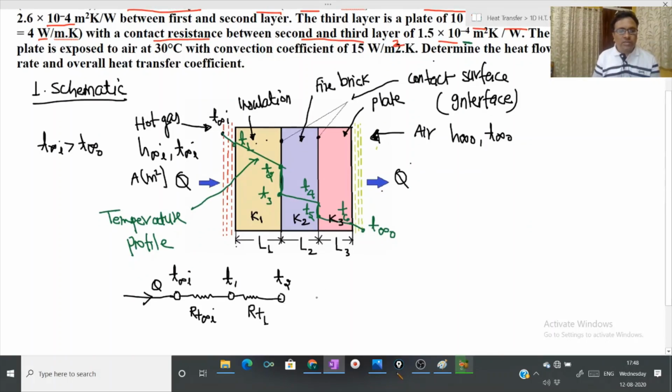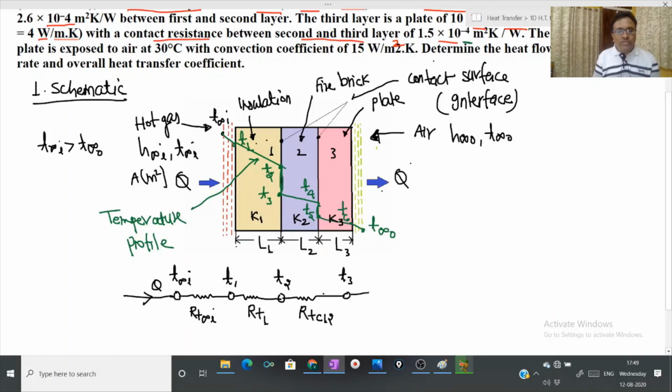Now the third thermal resistance will be offered between temperature drop T2 and T3 at the interface, and it will be thermal contact resistance. I am going to represent it by RTC1, or I can also represent it by RTC12, that is interface 1, 2. This is material 1, 2 and 3. So RTC12 will be thermal contact resistance at interface 1, 2.